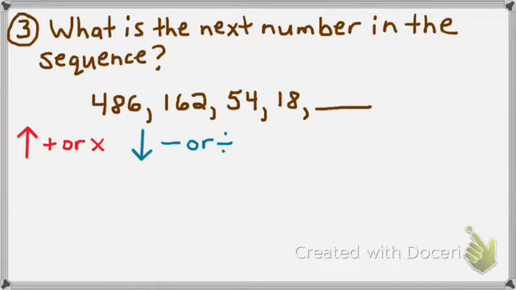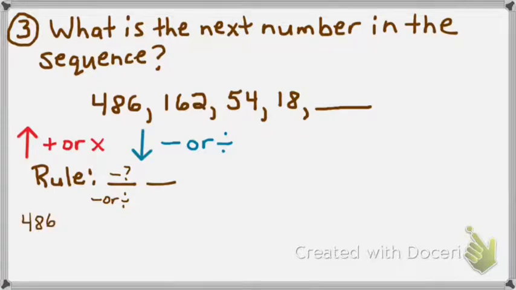So set myself up for my rule. The rule always has 2 parts, so I'll put my 2 blanks. And if my numbers are decreasing or getting smaller, this has to be either a subtraction or a division rule. I'll take a guess at subtraction and try that one out first. Now, in order to find the second blank, if it's addition or subtraction, I have to subtract any 2 numbers that are side by side. So I will take my first number that's given to me, 486, and subtract the number that comes after it, 162.